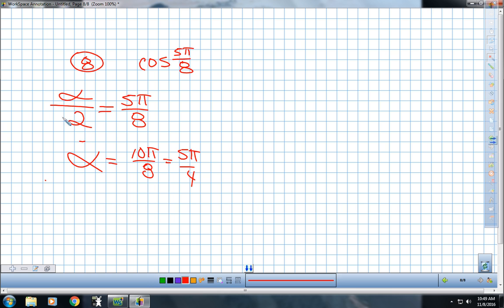No, it says use the half angle identity to find each value. So since it's the half angle they're asking us to use, I'm just going to take an angle divided by 2, half angle, and set it equal to whatever angle we're trying to find the cosine of. Okay? We're using cosine half angle. We know it's in the first quadrant, so again, this is going to be positive.